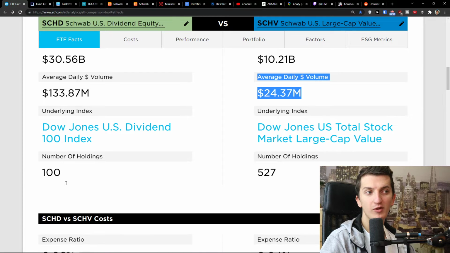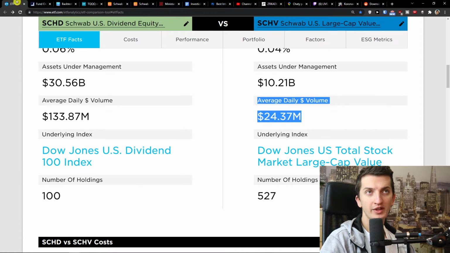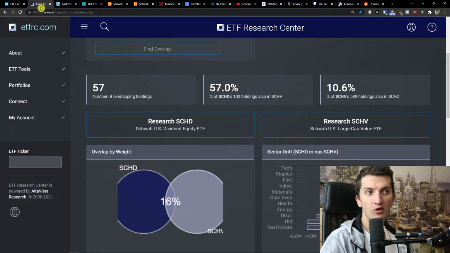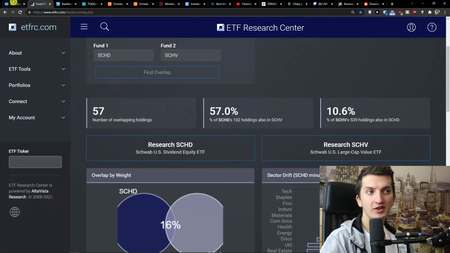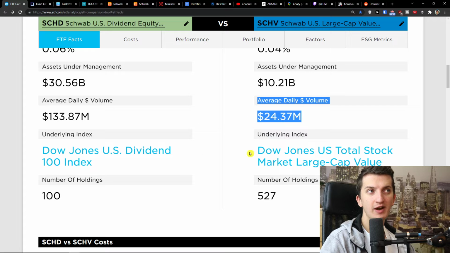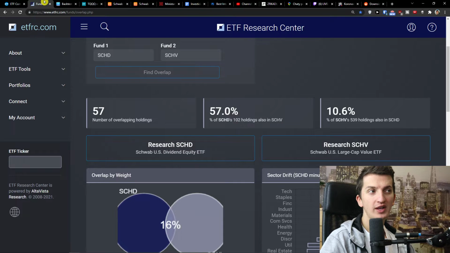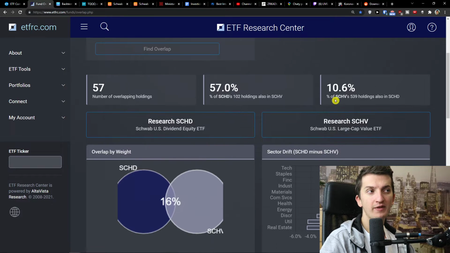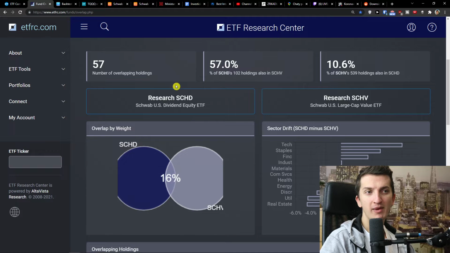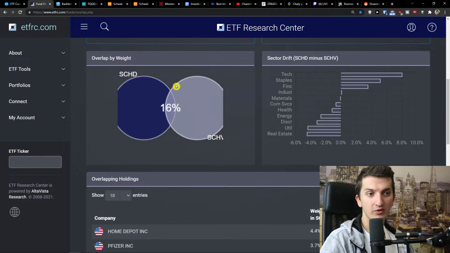When you look at the holdings, we can find the overlap right here: 57 of the 100 holdings you would find in SCHV. On the other hand, only 10% of SCHV holdings you would find in SCHD. Now they are overlapping by weight by 16%. It's a really important number.